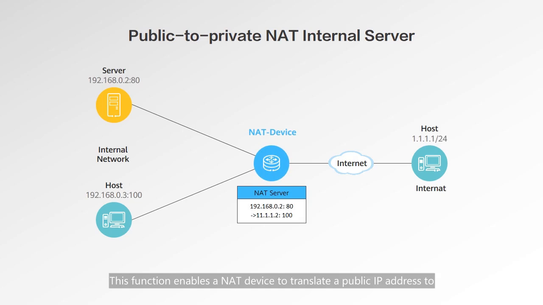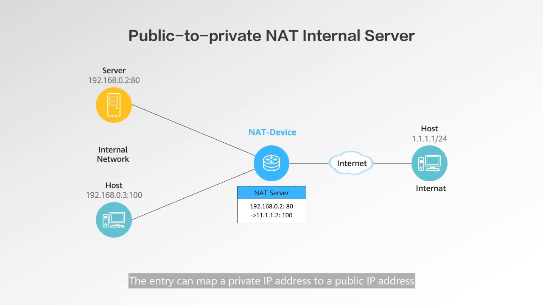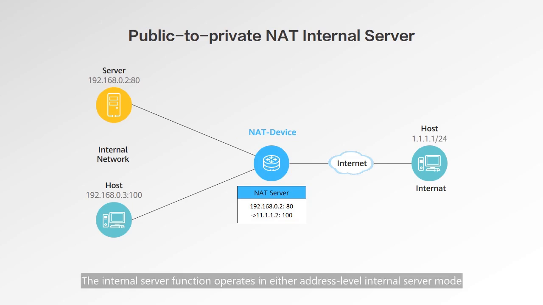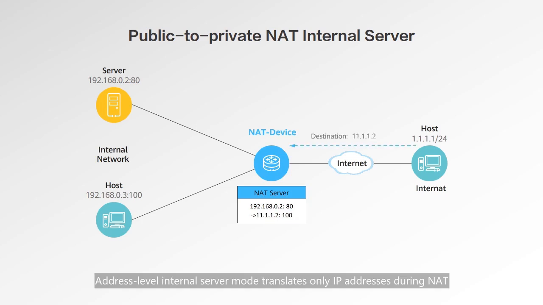This function enables a NAT device to translate a public IP address to a private IP address based on a static mapping entry. The entry can map a private IP address to a public IP address, or a private IP address and port number to a public IP address and port number. The internal server function operates in either address-level internal server mode or port-level internal server mode, depending on whether port numbers are translated. Address-level internal server mode translates only IP addresses during NAT.